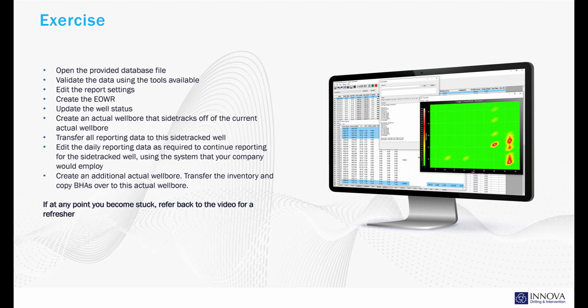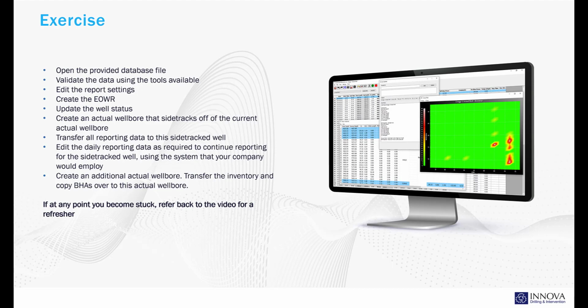Become familiar with that and see where the information within Well Seeker comes from and how it is output within that report. Next, go ahead and update the well status. Then go on and create another actual well bore that sidetracks off of the current actual well bore. And once you've done that, transfer all the reporting data to this sidetracked well. Once you've moved the data across to the sidetracked well, edit the daily reporting data as required to continue reporting for the sidetracked well, using the methodology that your company would go ahead with in the scenario they sidetracked a well.